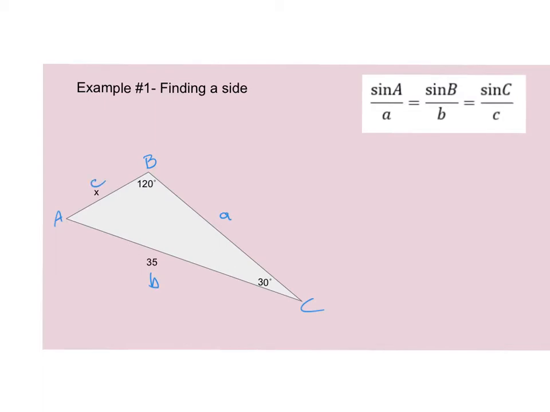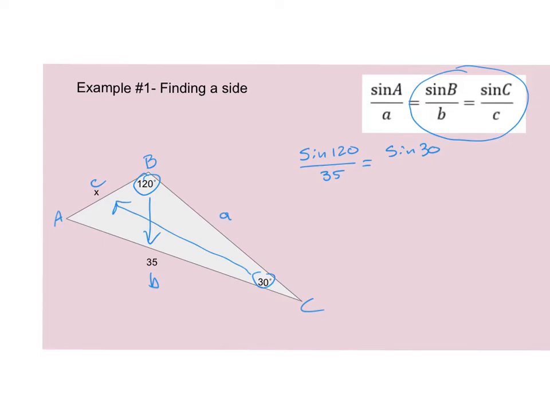Now, according to the formula, I can set this up as the sine of b over b equals the sine of c over c. So it'll look something like this. The sine of 120 over 35. So the sine of b over its opposite side is equal to the sine of c, which is 30, over its opposite side, which is x. Once we have the equation written there, I can cross multiply. So I'm going to get x times the sine of 120 is equal to 35 times the sine of 30.